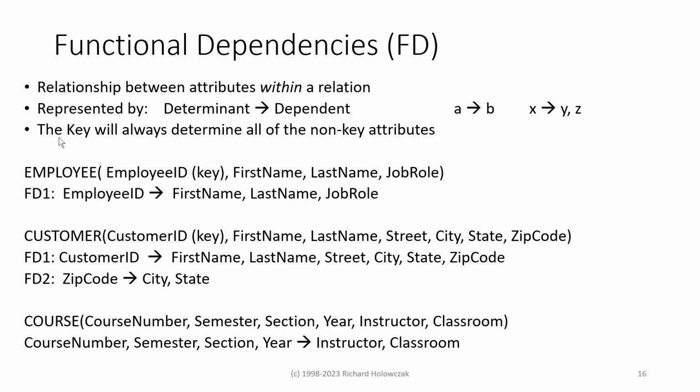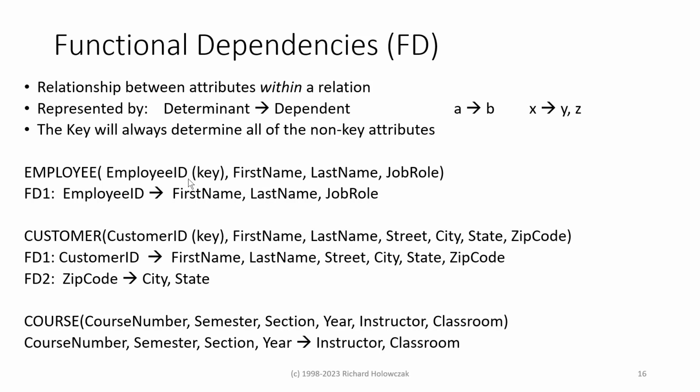The important trick here is that the key will always determine all of the non-key attributes. So let's look at this employee example again. Employee ID is the key. First name, last name, and job role are the non-key attributes. Every relation in this form has at least one functional dependency, and that will be the key. You put it on the left side of the arrow, draw your arrow, and then list out all of the non-key attributes. This is the easiest functional dependency to write, and it should be fairly automatic.